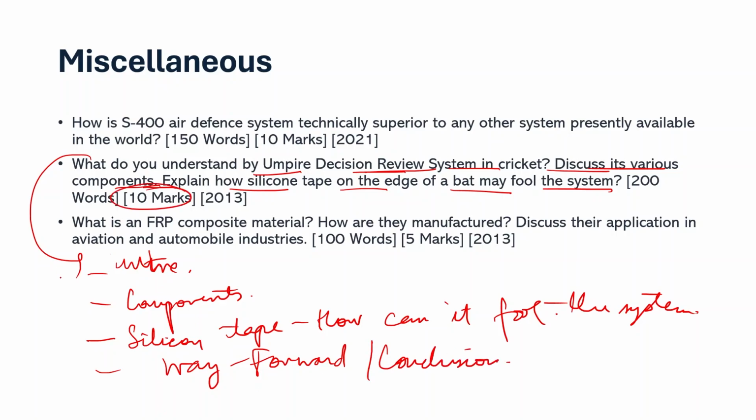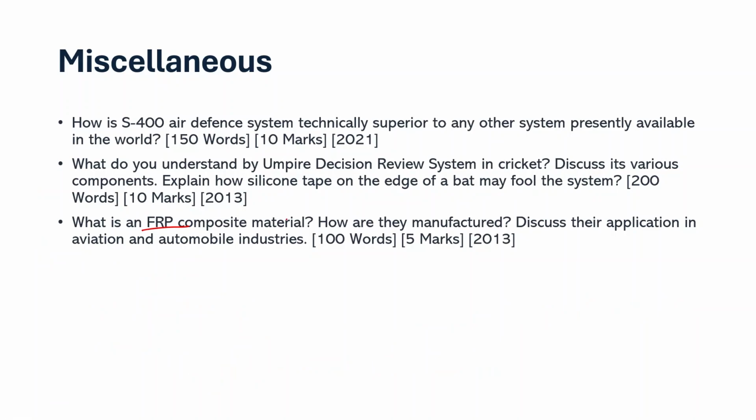This is a 10 marker, so you can combine way forward or conclusion in your answer. Okay. Then there is, what is an FRP composite material? How are they manufactured? Discuss their application in aviation and automobile industry.